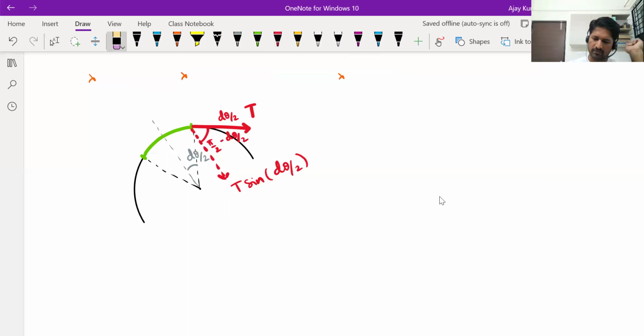Okay, let me just show the reference directions properly. Line of symmetry, I'm drawing it in yellow. And perpendicular to the line of symmetry, I'll draw it in blue. With that blue line, tension makes d theta by 2 angle. Then with the yellow line, because blue and yellow are perpendicular, it will make 90 minus d theta by 2. So its component along the yellow line, the tension's component, would be T sine d theta by 2.